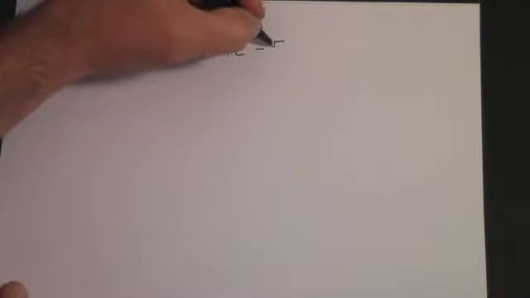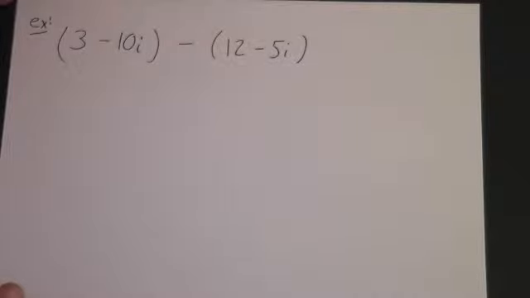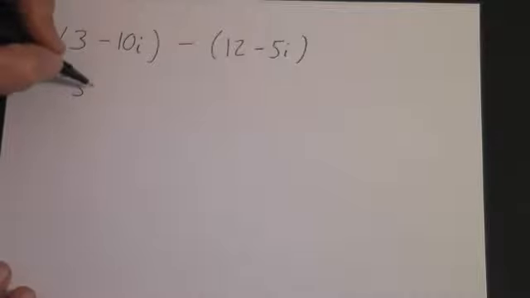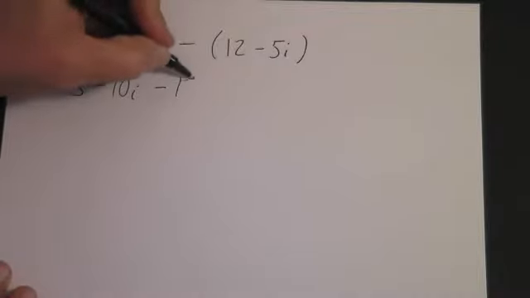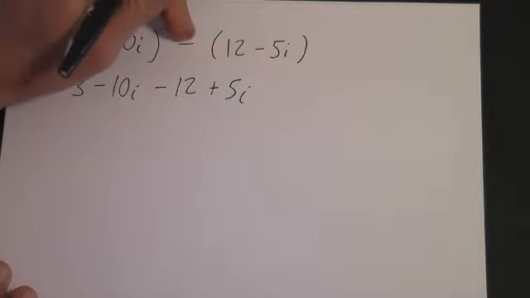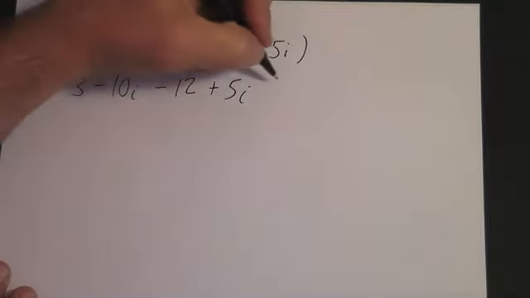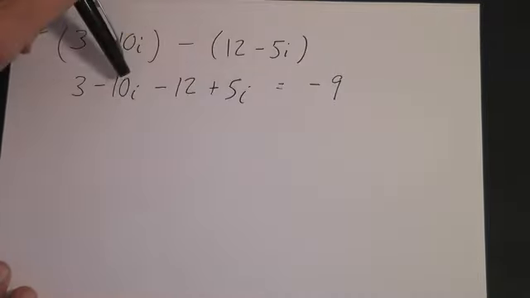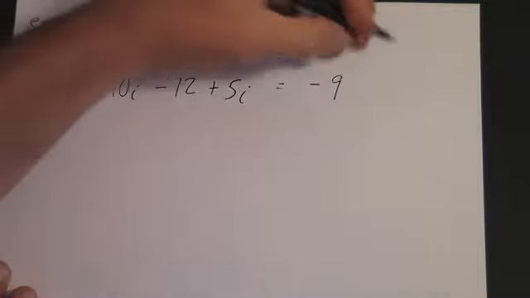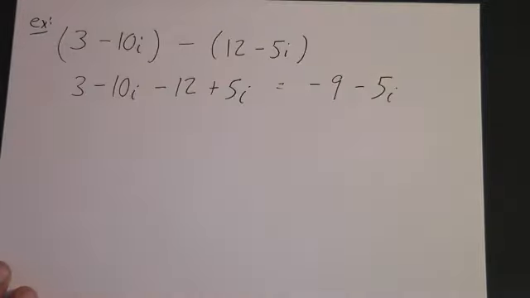Let's look at another example, a subtraction problem. Let's do 3 minus 10i minus 12 minus 5i. The first thing you need to do in this problem is you have a negative outside the parentheses, so you need to distribute that negative. You have 3 minus 10i minus 12 plus 5i. It's a plus 5i because when you distribute the negative, a negative times a negative is a positive. Now you combine like terms. That 3 minus 12 is going to be minus 9. And minus 5i plus 5i is a minus 5i. And that's adding and subtracting complex numbers.